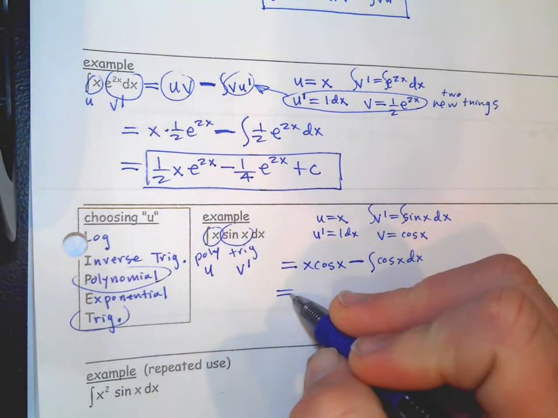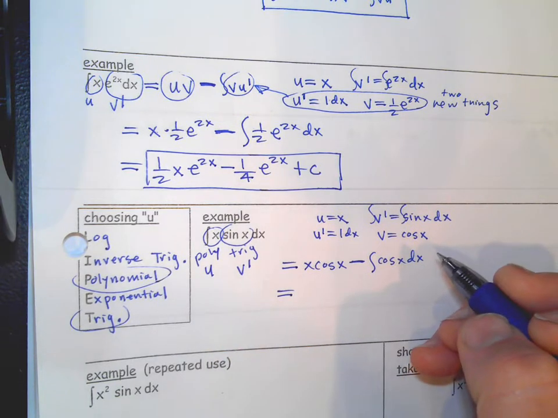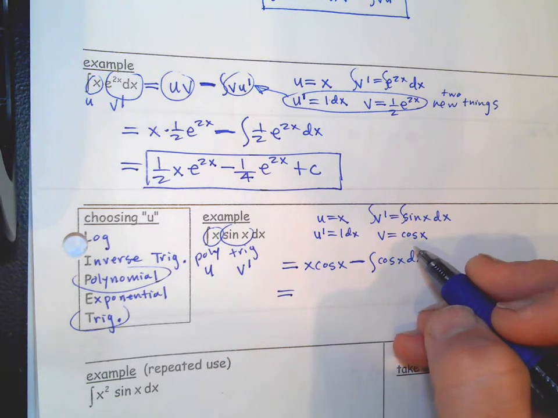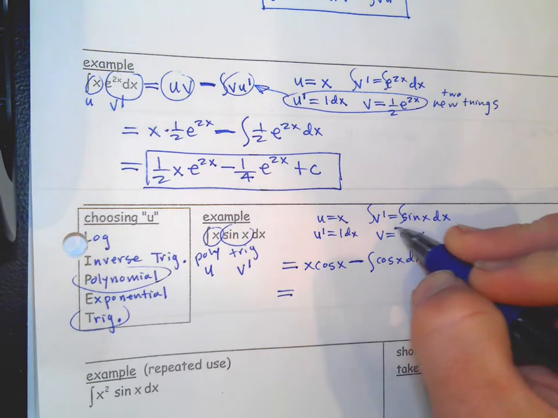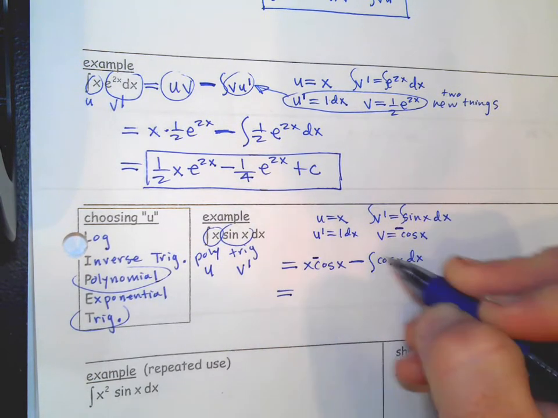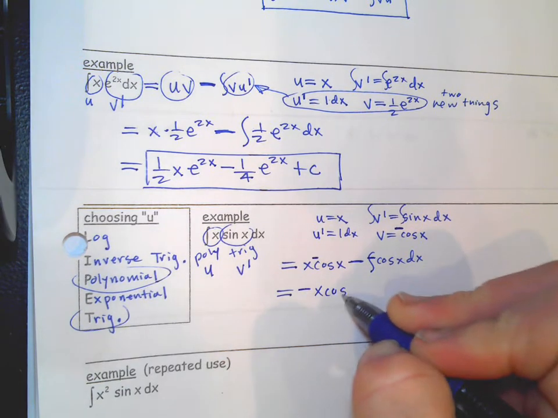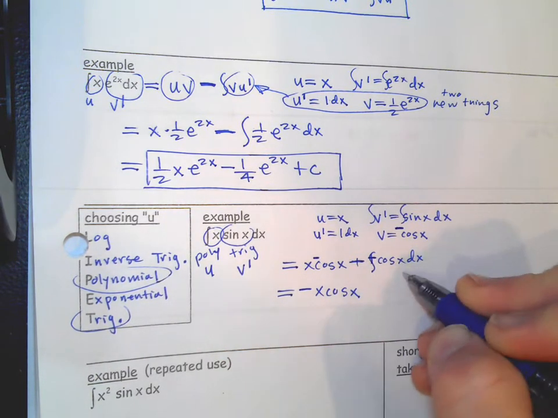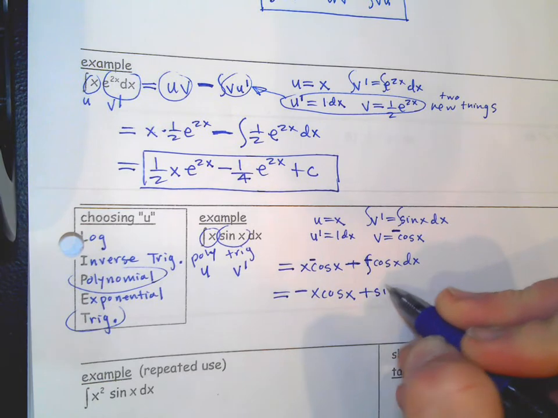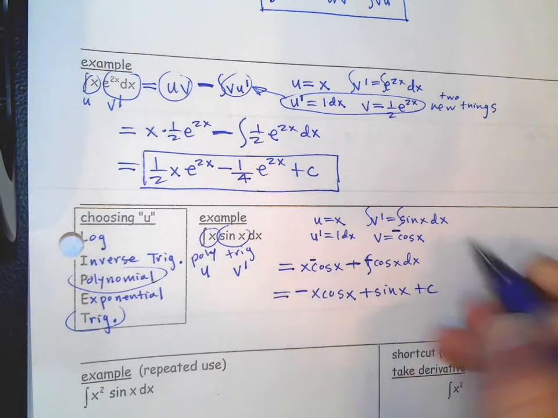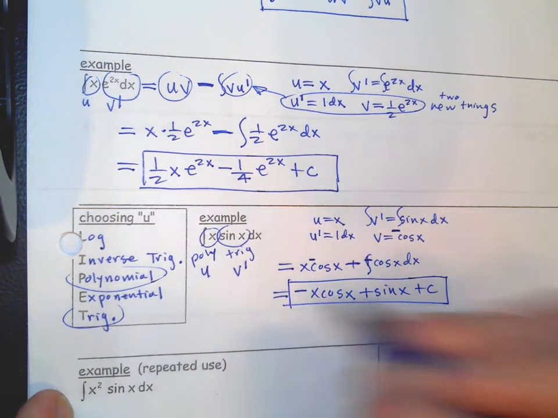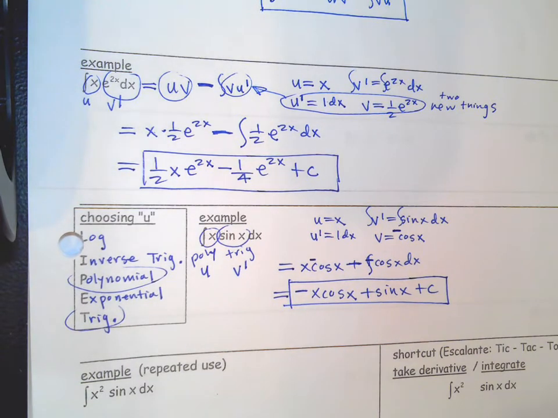So the answer to this is going to be, and I feel like, did I make a mistake? Oh, this should be negative cosine. So there needs to be a negative here and then another negative here. So this is going to be negative x cosine x plus the antiderivative of cosine, which is sine, plus c. That's the answer. And we couldn't have gotten that before today.